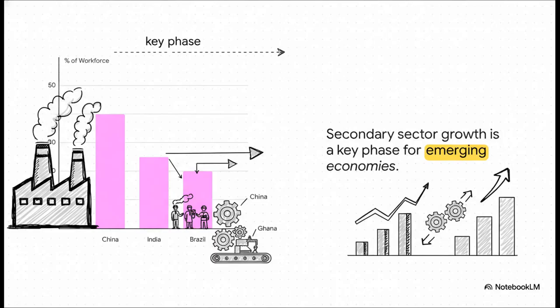And again, if you look at the data, you see a really clear pattern. China basically became the world's factory, right? It has the largest secondary sector, though even that is starting to shift a bit. But at the same time, you see these big jumps in emerging economies like India and Ghana as they build up their own industries. It's a really key phase in a country's growth.